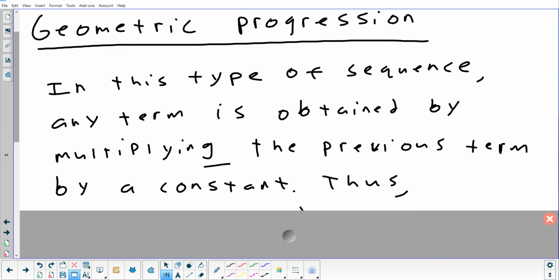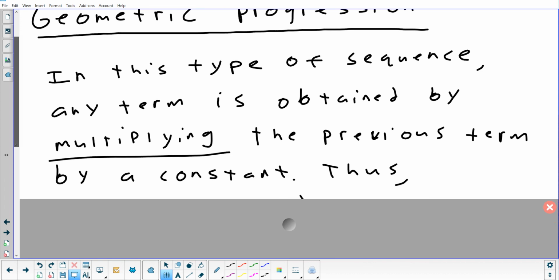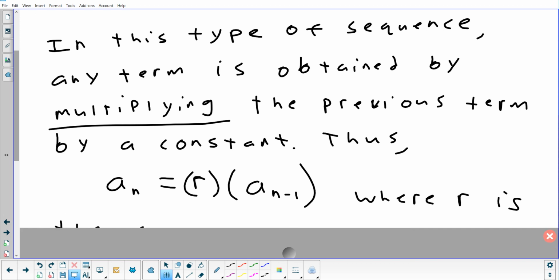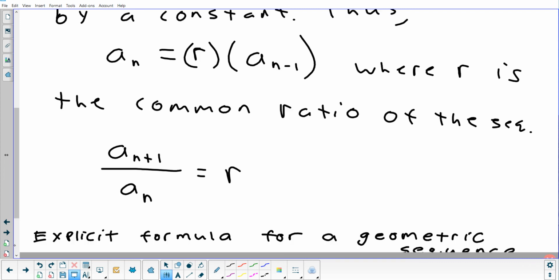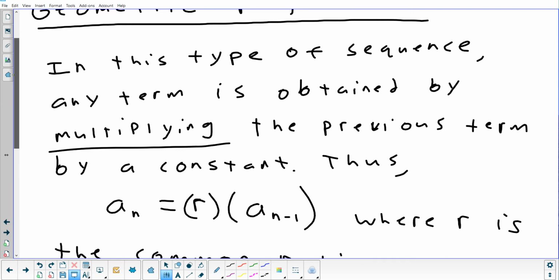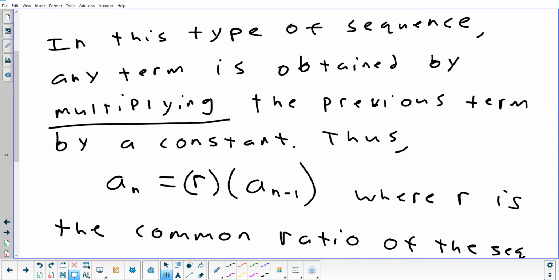So in this type of sequence, you multiply the previous term by a constant. So recursively, this is what it would look like. To find a particular term, take the one before it and multiply by r. r is called the common ratio. So let me write out some terms in a geometric sequence, and you can see why it's called a ratio.